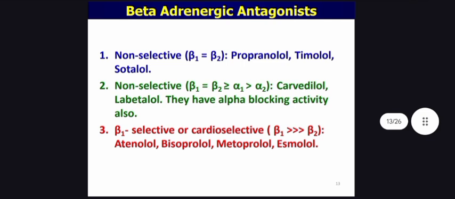So these drugs, in addition to their effects on the beta adrenergic receptor, inhibit the alpha 1. So they have a vasodilatory effect. This helps us in the treatment of hypertension. And then we have the beta 1 selective, cardio-selective. Why cardio-selective? Because we know that beta 1 is the main subtype that is present in the heart.